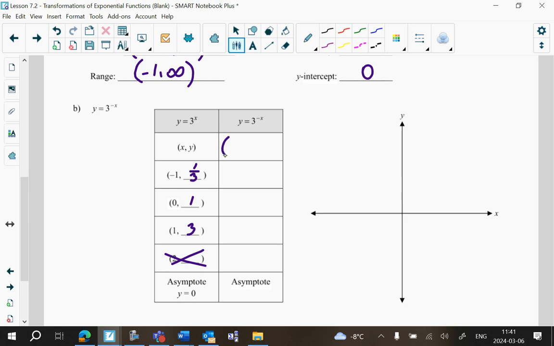Only one transformation is happening in here, and it's a negative, which means it's a flip. Which flip is it affecting, the x or the y? The x, because it's horizontal. Horizontal is the x-axis. So y is not changing, but every x is becoming negative. So that means we get 1, 1/3. -0 is still 0, 1. And this becomes -1, 3.